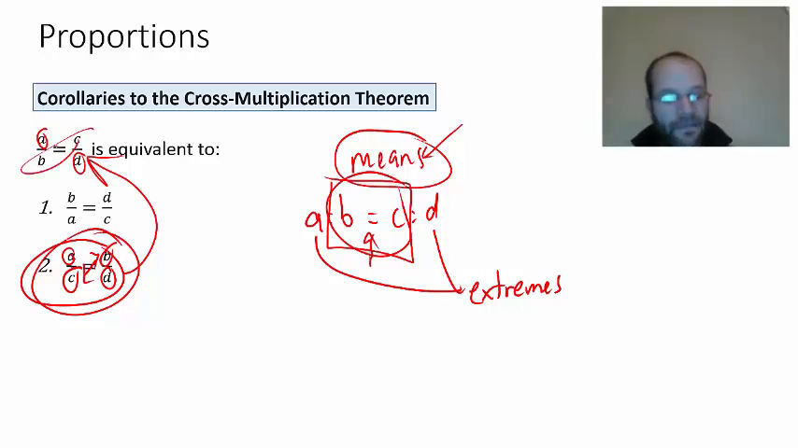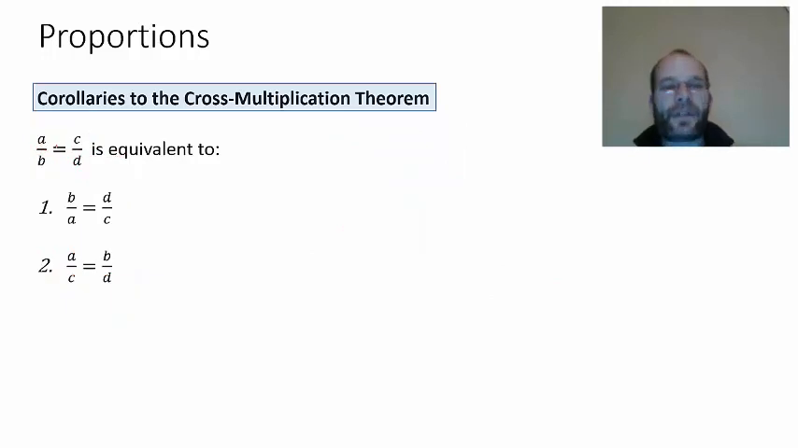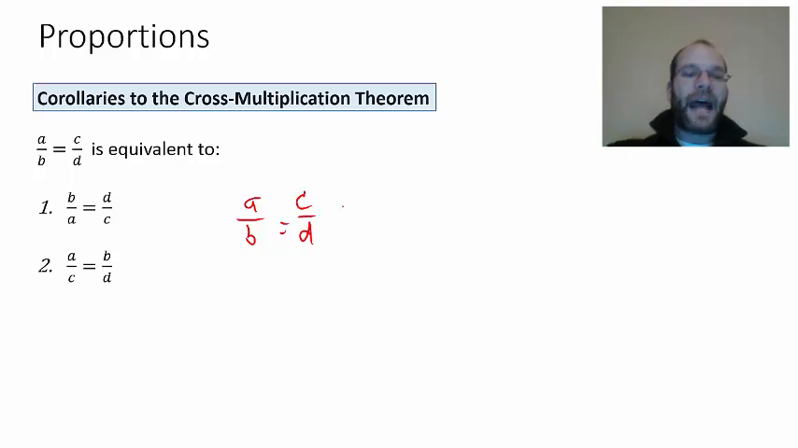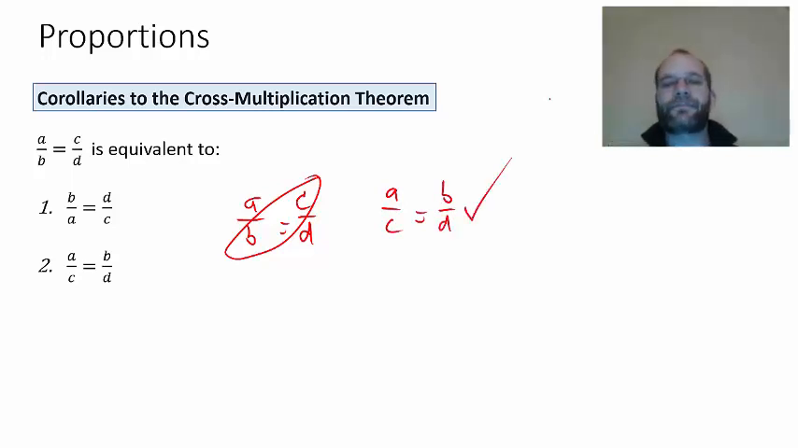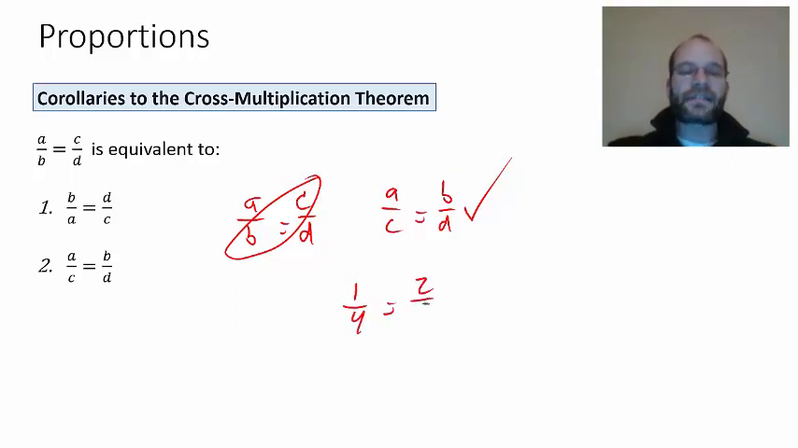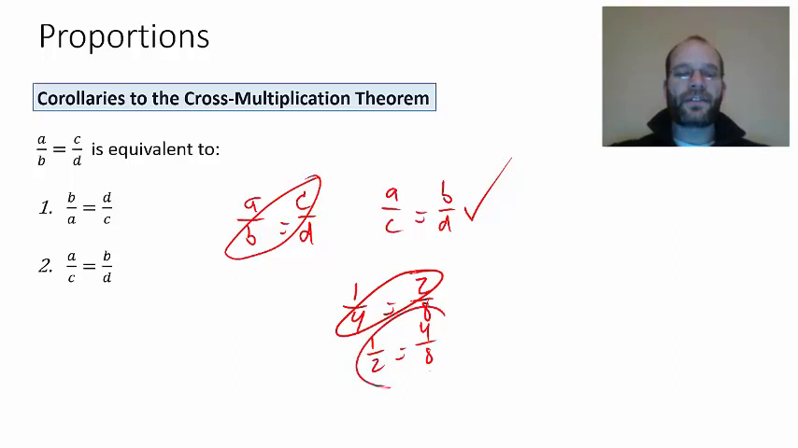What does that mean for us? It means quite simply that in a proportion, you can switch the means without changing the truth of the statement. So if I have A over B equals C over D, I can switch the means and it becomes A over C equals B over D, and it's still true every single time. Let's take a look at a practical example. 1/4 equals 2/8. We all know that that's true. Let's see what happens when we switch the means. 1/2 equals 4/8. Still true? Of course it is. We can always switch the means of a true proportion.